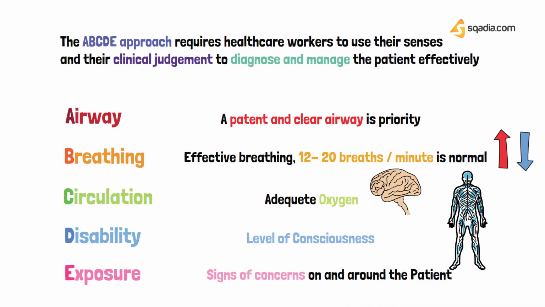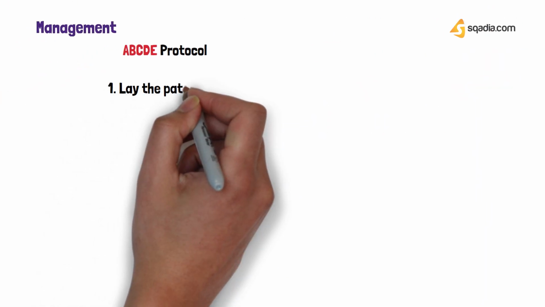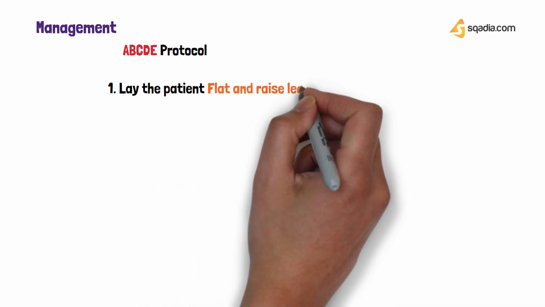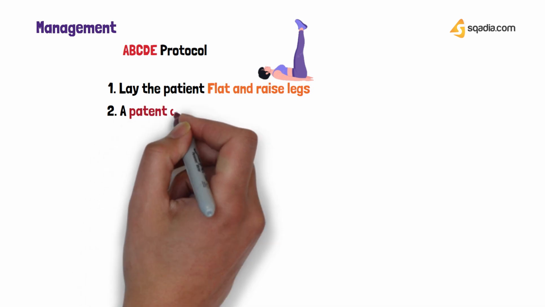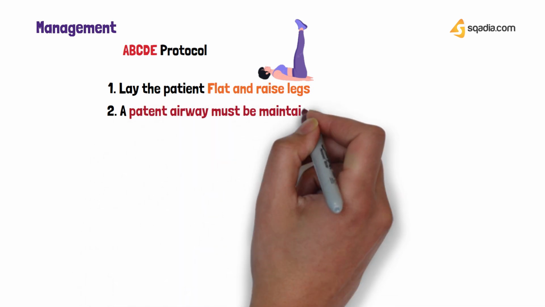Now, coming back to the management of the vasovagal syncope. After following the ABCDE protocol, we're going to first of all position the patient. Positioning of the patient in a medical emergency taking place in a dental clinic is very, very important. So first of all, you're going to lay the patient flat and you're going to raise the legs.